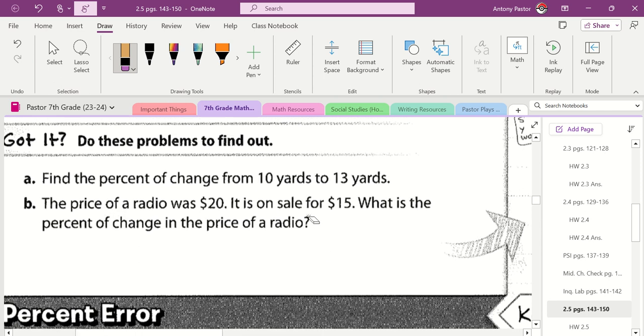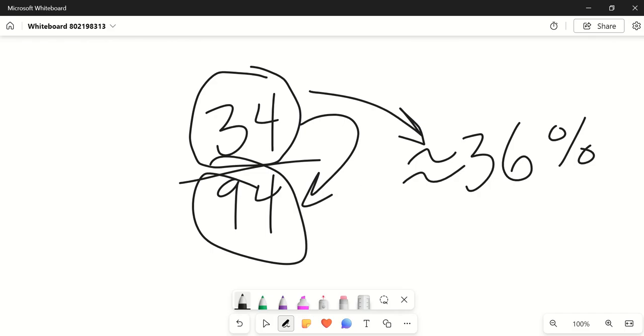Find the percent of change from 10 yards to 13 yards. Now, this is the original amount. This is the new amount. This is an increase, so we're going to have a percent of increase here. 10 to 13 is a difference of 3.